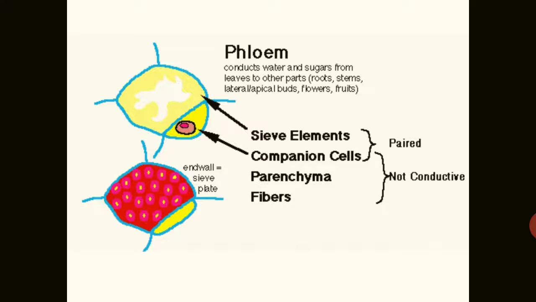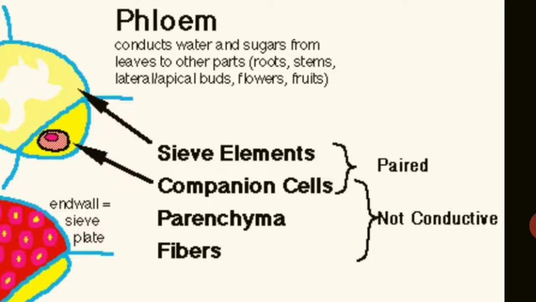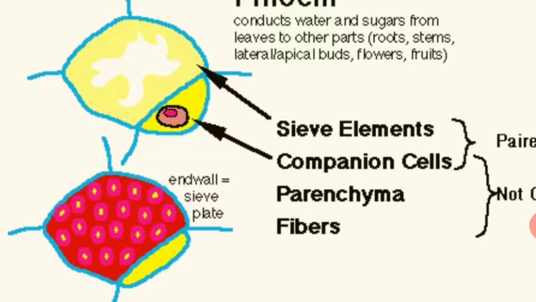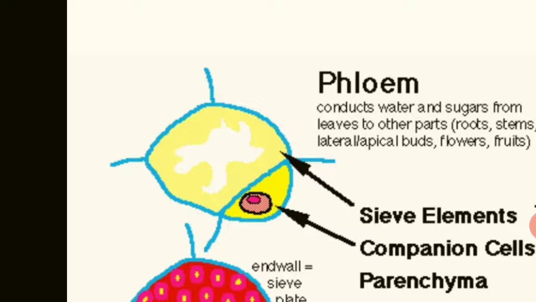So this is the structure of the phloem that conducts water and sugar from the leaves to the other parts. Phloem is responsible for that: the roots, stem, intercellular spaces, buds, flowers and fruits also. There are conductive and non-conductive types. The sieve elements and companion cells are found in pairs. Sometimes parenchyma is also there. The sieve plate is also there. This is the diagrammatic representation of the phloem tissue, responsible for conducting water and sugar from the leaves to the other parts. So vice versa, from the leaf to the other body parts.